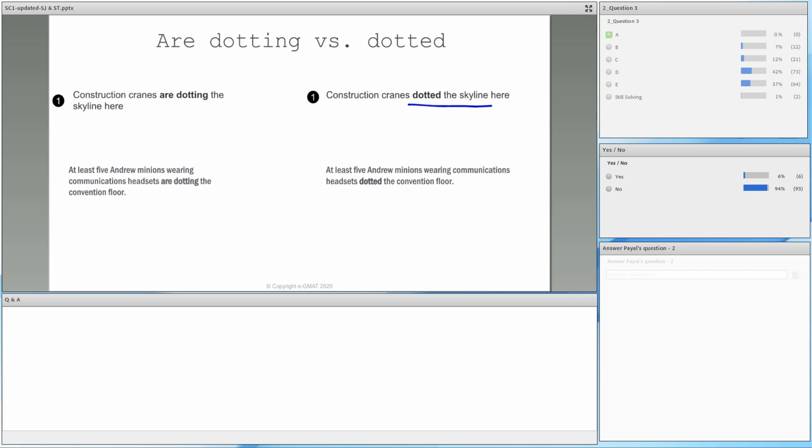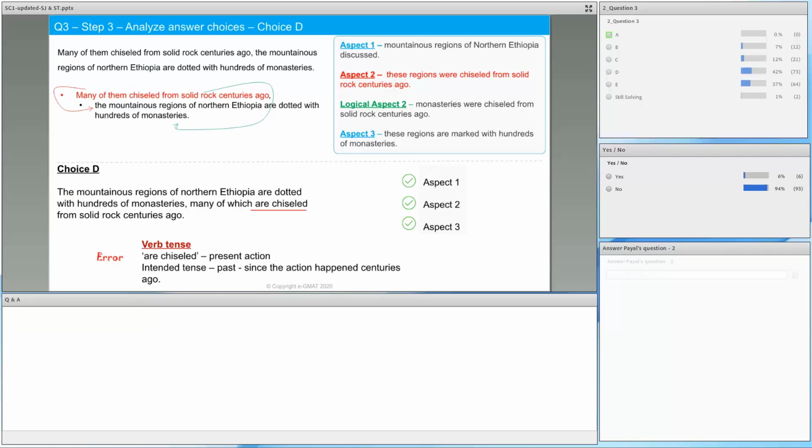Construction cranes dotted the skyline here. That means if you were to pass these roads, say a month ago or 2 months ago, then you could see the construction cranes. But if you pass the road now, you will not see those cranes, because they dotted the skyline in the past. They are not here in the present. Okay. So these are very basic meanings, very basic usages of the different verbs that we use in the sentence. So choice C is out.